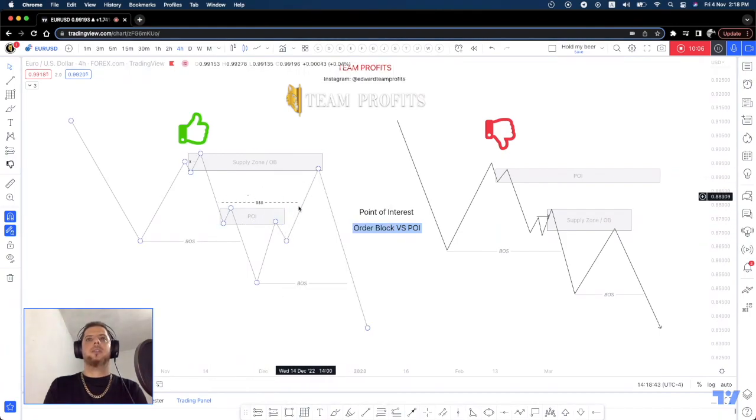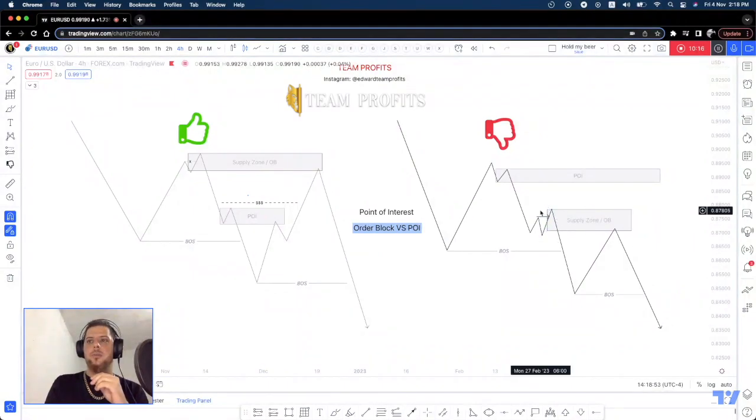For them, the price will just continue pushing up to mitigate the order block to then drop. Okay. That's what's going to happen. In this scenario, I'm saying this as well. If you have this order block formation, you have this setup that I'm telling you.